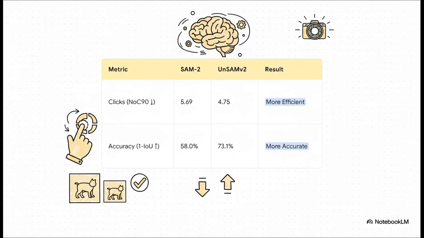And the story's exactly the same for interactive use. To get a really good selection, the number of clicks you need drops quite a bit, which just means it's way more efficient to use. But even more impressive, the accuracy on the very first click jumps from 58% to over 73%. It just gets it right more often on the first try.